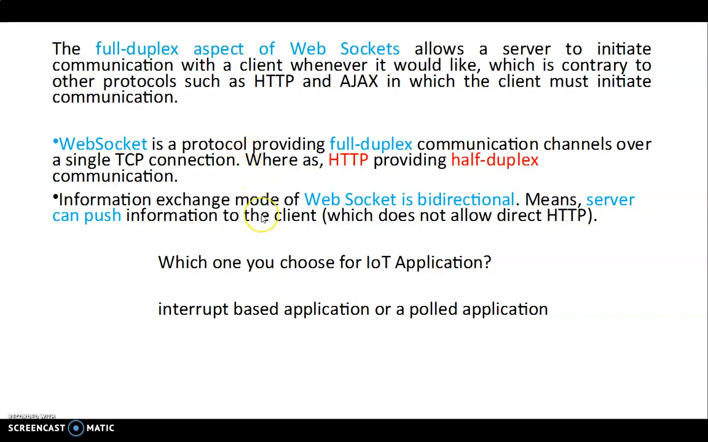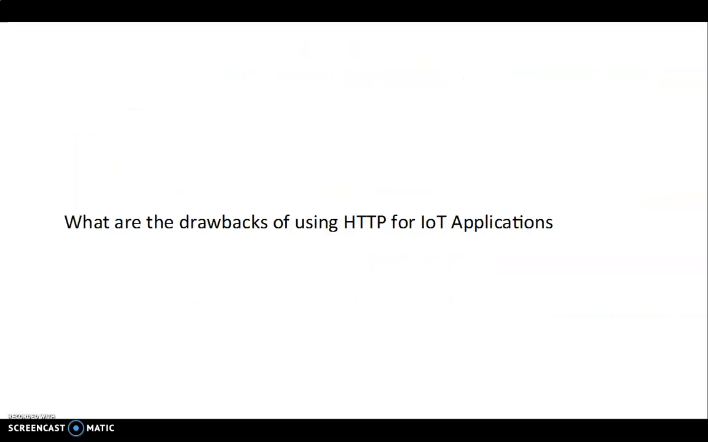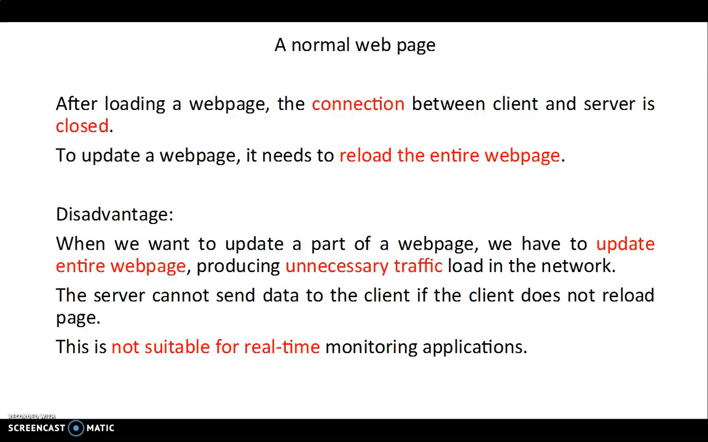In implementing this, we can either go for an interrupt based application or a polled application. Polling means continuously checking whether there is any change in the state or data and communicating it. Interrupt is event driven. Suppose a sensor value goes beyond a particular threshold, it triggers a communication. So if we use HTTP, IoT applications will work, but it will not be at the optimal point.